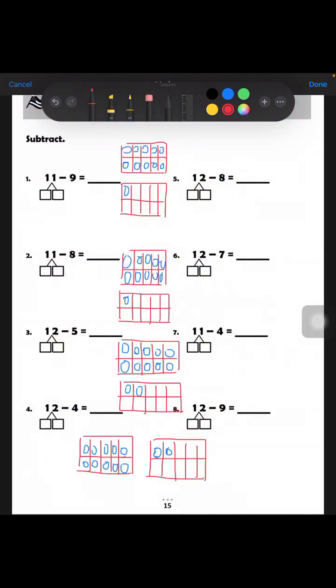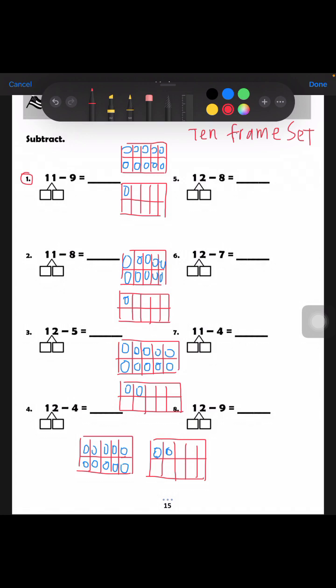Okay, kids, please turn to page 15. And here we got some subtraction questions. So take a look at question 1. 11 minus 9. So we are going to use a 10 frame set to calculate the answer. Do you still remember how to use it? So we are going to use the 10 frame set to calculate the subtraction questions.